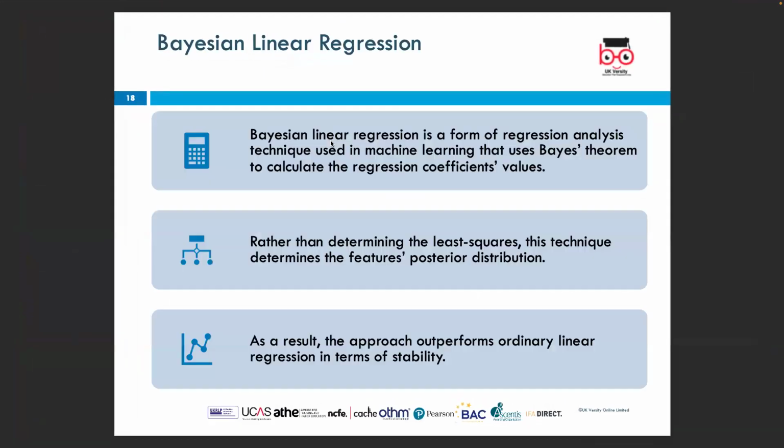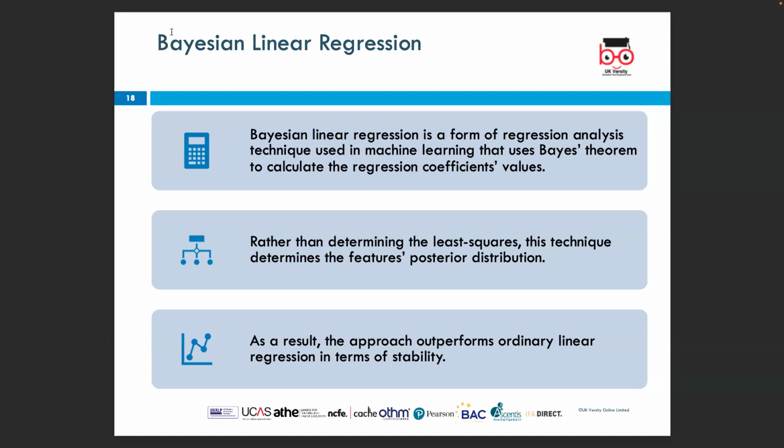Moving on, we're supposed to look at Bayesian linear regression. What is Bayesian linear regression? This is a form of regression analysis technique used in machine learning that uses the Bayes theorem to calculate the regression coefficient values. Rather than determining the least squares, this technique determines the feature posterior distribution. And lastly, as a result, the approach outperforms ordinary linear regression in terms of stability.